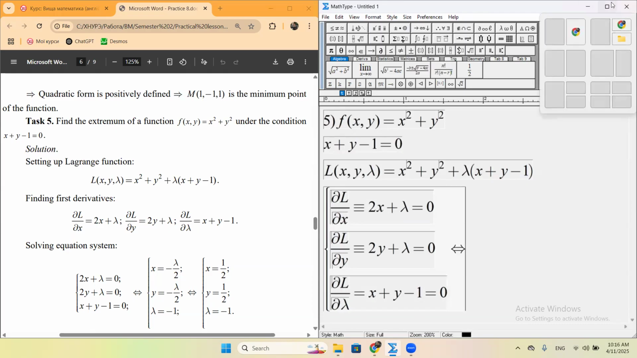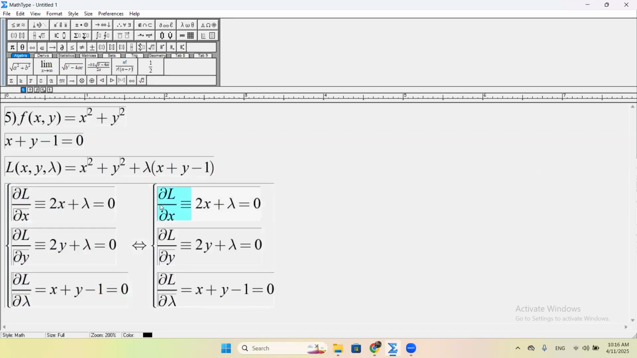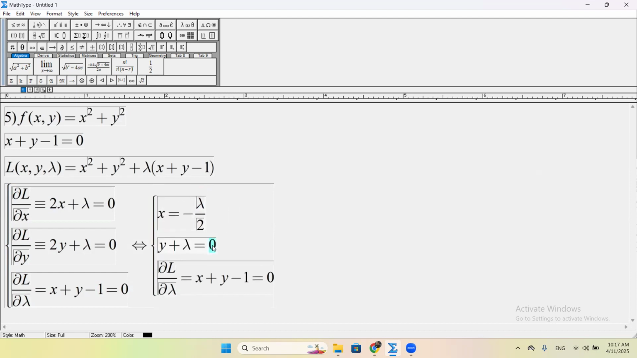And now let's solve this system. So what can we actually substitute? Let's express x and y via lambda. So x equals lambda over 2, or minus lambda over 2, by the way. And y will be equal to minus lambda over 2 as well.